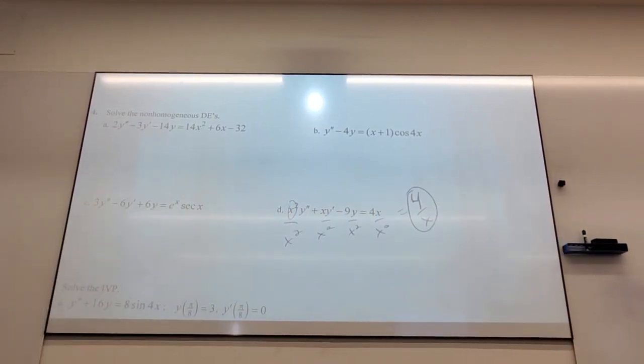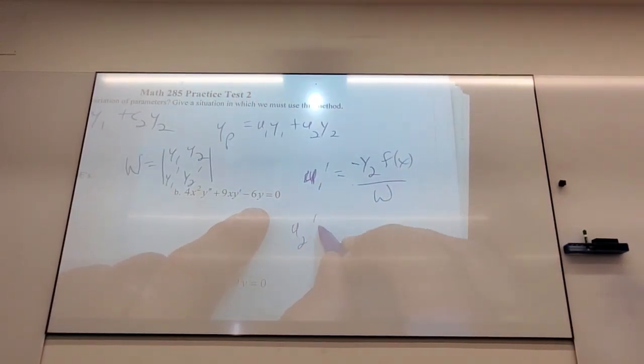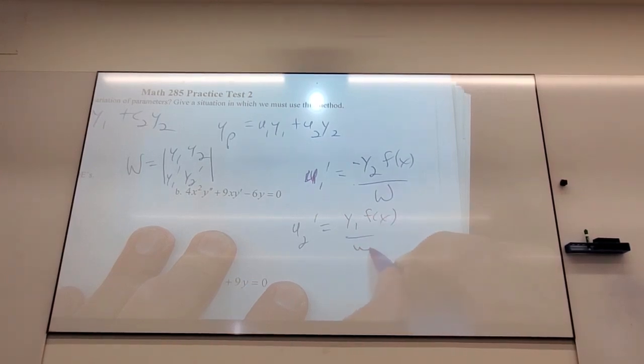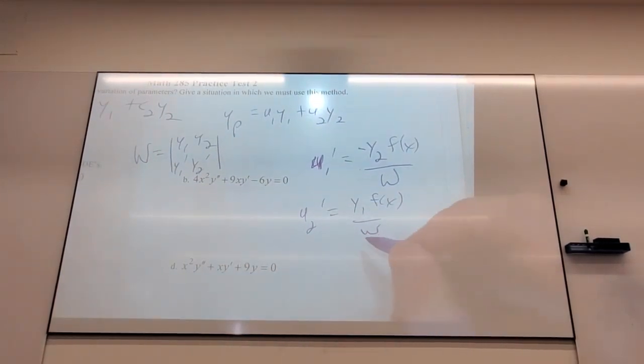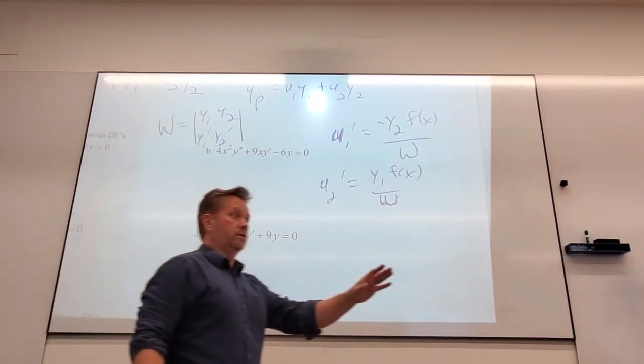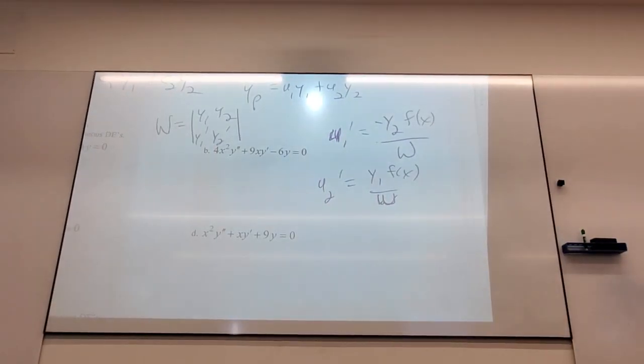Because U1 prime is based off of F of X. And what's U2 prime? Over the Wronskian, yeah, W. You guys kind of with me? You will get exceptionally weird results if you don't identify the correct F. Well, sometimes you will. The correct F, right?